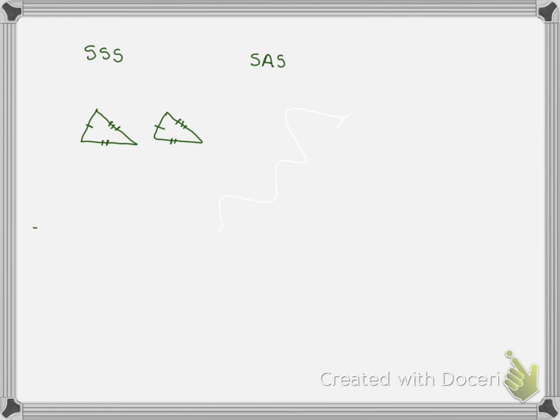So if you have side, side, side congruence, that is a way that you can prove that two triangles are congruent to one another, because all three sides in one triangle are congruent to all three sides in another triangle. And that leads us to postulate 4.1 at the bottom of the page. If three sides of one triangle are congruent to the three sides of another triangle, then the two triangles are congruent.